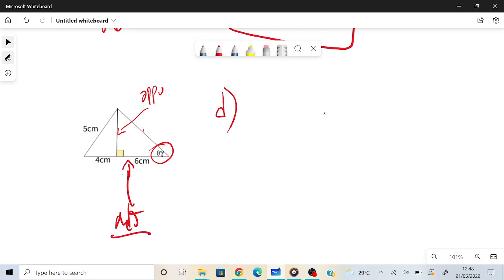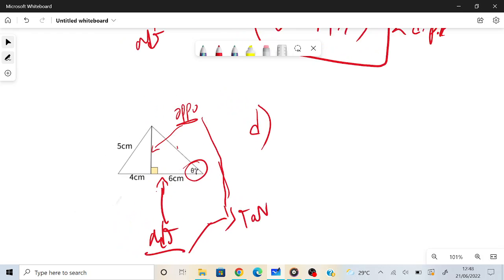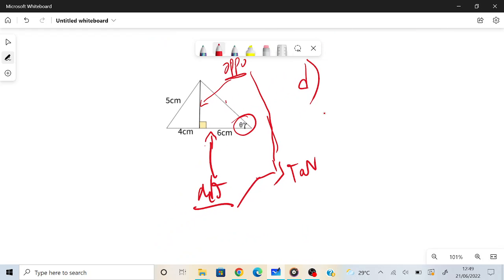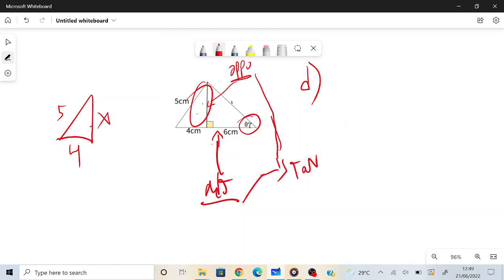So obviously we're connecting opposite and adjacent again using tan. However, we don't know our opposite, so we need to find our opposite first. But we do know that this triangle over here is something like this, 4, 5, and this is what we're trying to find. Automatically, you can see that we'll be using Pythagoras theorem.